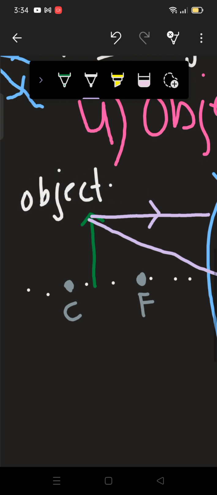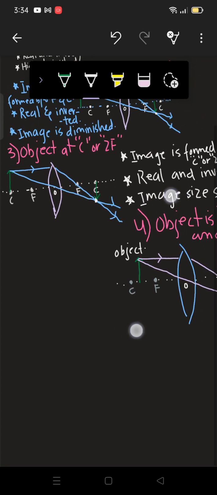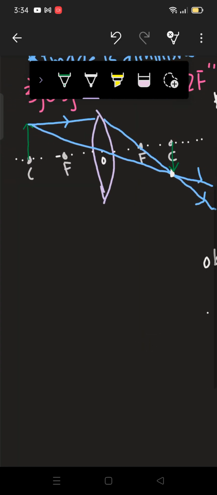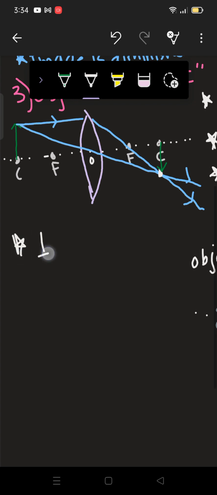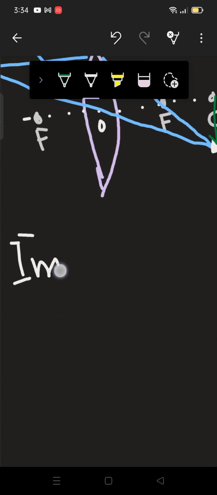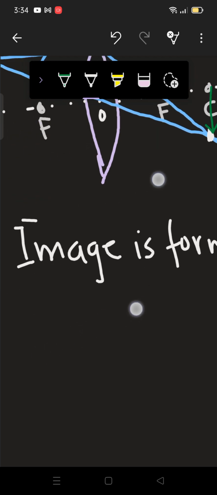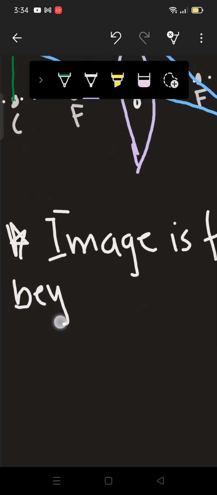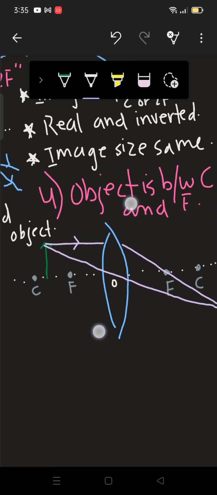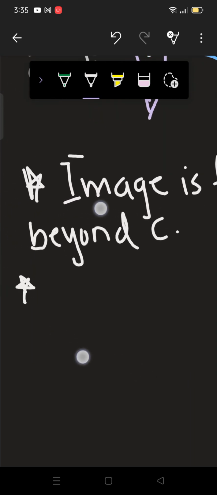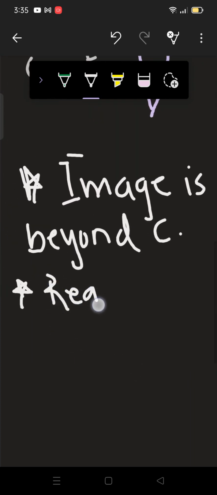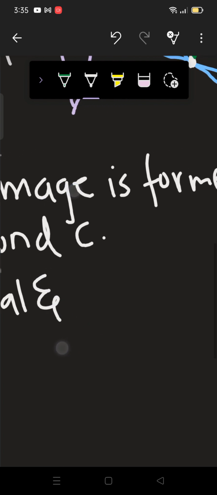So let's write the properties of this first. Where the image is formed: beyond C. Image is formed beyond C. Alright, second property, this would be again real and that would be inverted. So real as well as inverted.